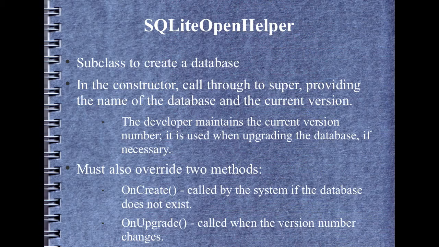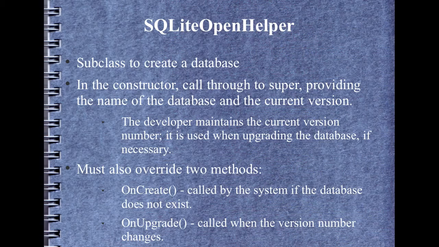So the developer will maintain the current version number. When we want to upgrade the database, we must change the version number, and the change in the version number will trigger a call to the onUpgrade method that we're about to talk about here. We have to override two methods in addition to that constructor: onCreate and onUpgrade. onCreate is called by the system if the database doesn't exist. So if we don't already have a SQLite database named such and such with a version number of so and so, then onCreate gets called.